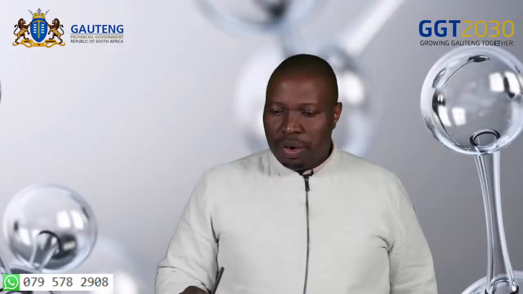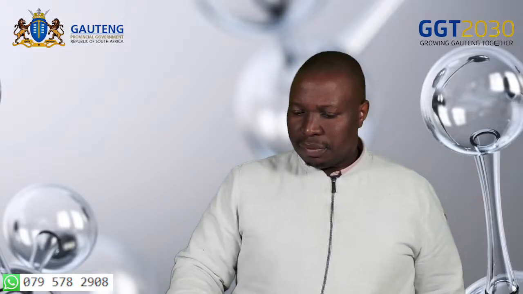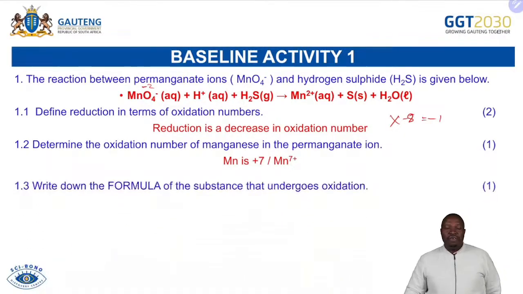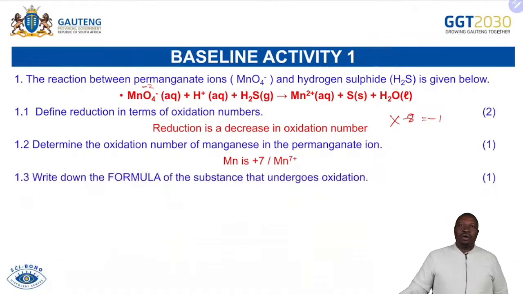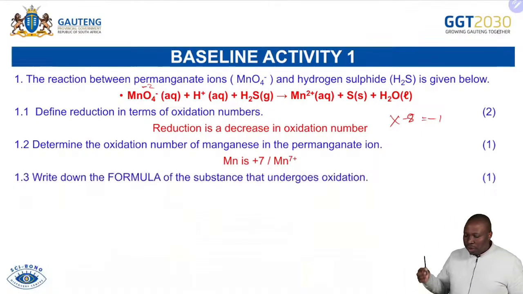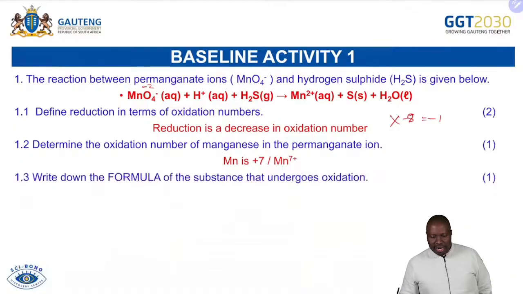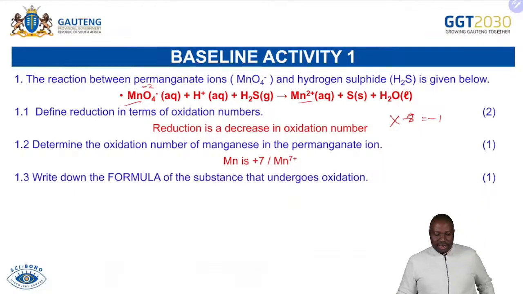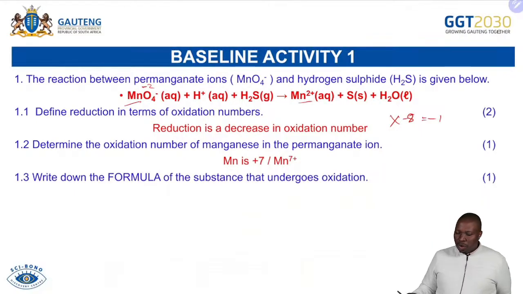The next question was to write down the formula of the substance that undergoes oxidation. So you are able now to check. Remember, oxidation, we are saying, is a loss of electrons. So you can see Mn, we said it was +7. This side is +2. You can see that it has gained electrons, which is now reduction.